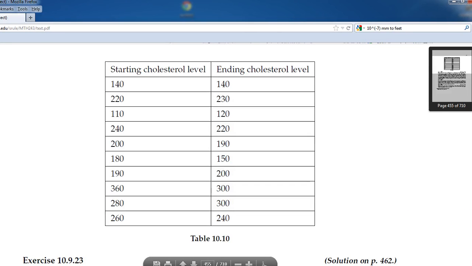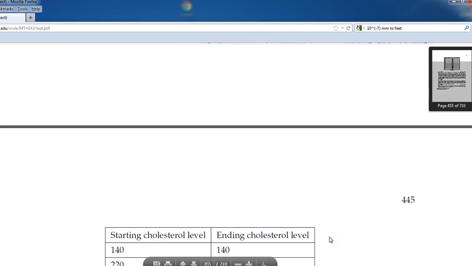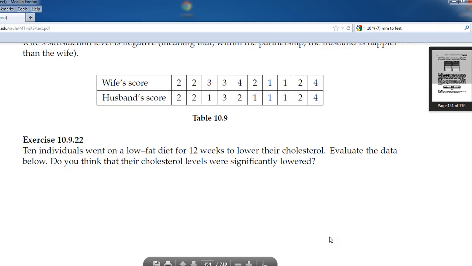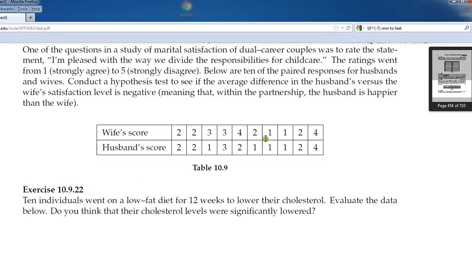All right, friends, we are here and we are looking at question 10.9.22 in the Collaborative Statistics textbook. And we are checking cholesterol levels. All right, so we just talked about the danger of Likert scale data up here in 10.9.21.